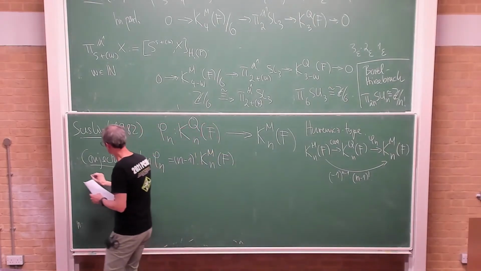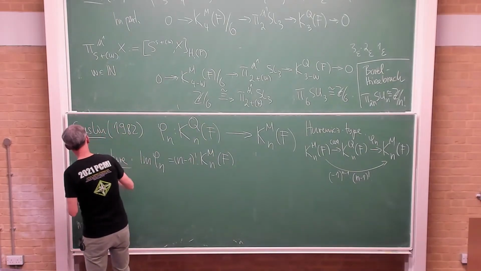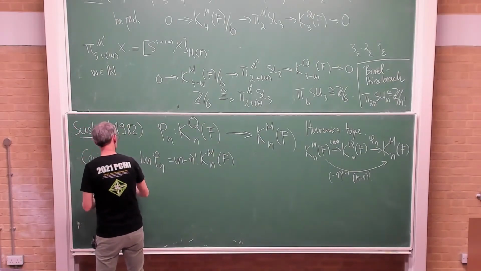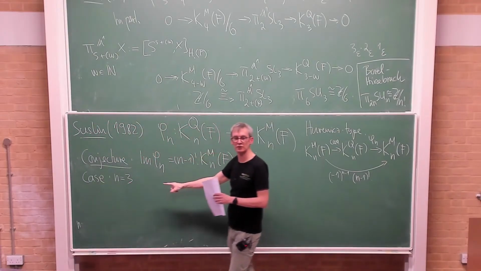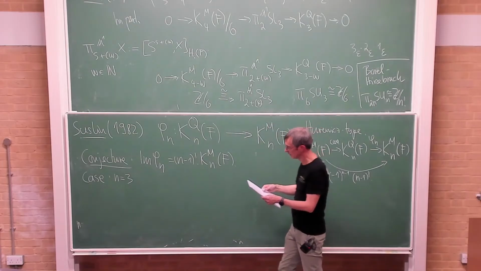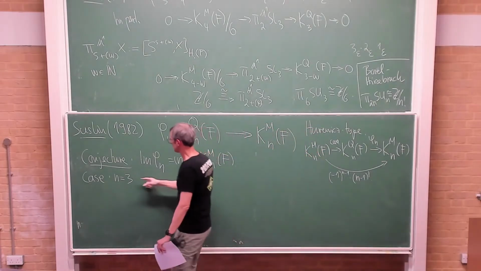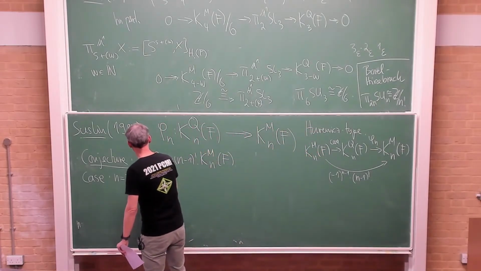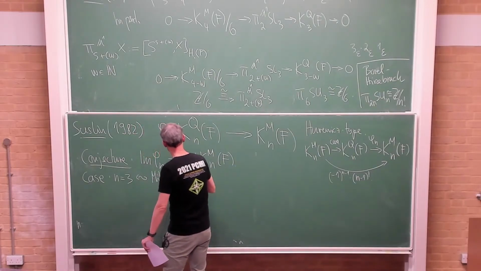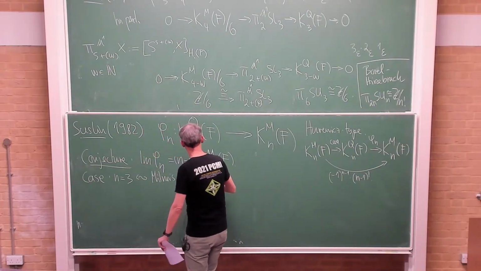And in this paper from 1982, he reduced the case n equals 3. This is the first interesting case due to Matsumoto's theorem, basically. And the case n equals 3 is related to Milnor's conjecture on quadratic forms.